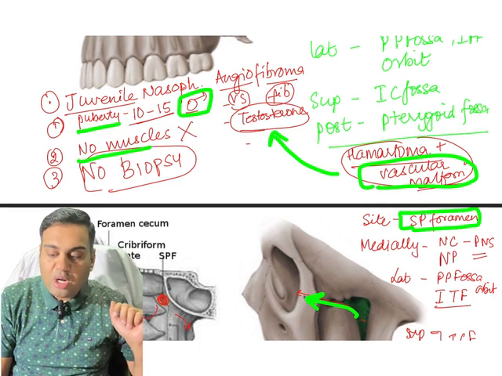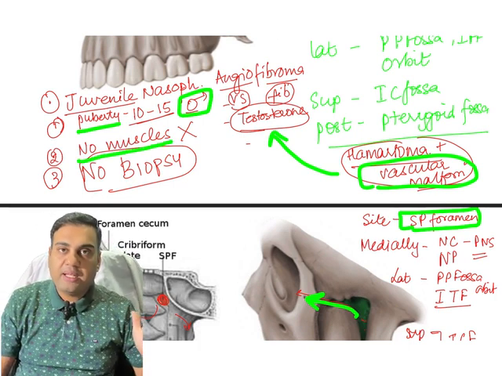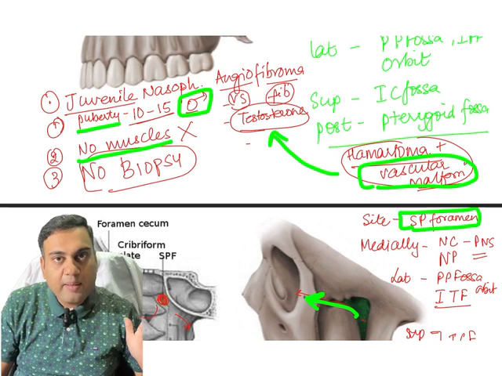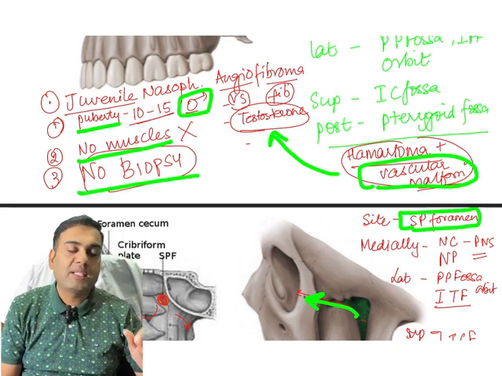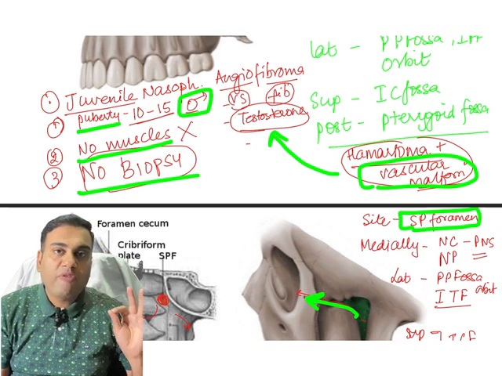The vessels do not have contractile property. So you are never going to take a biopsy from this. The child will bleed profusely.